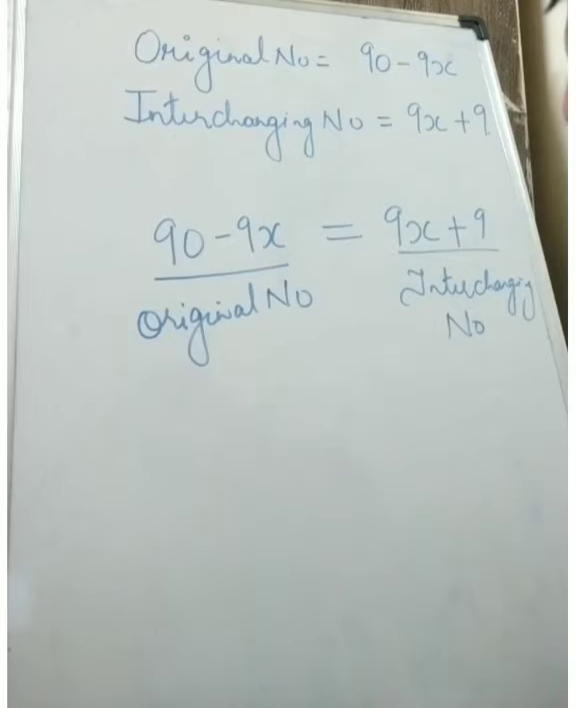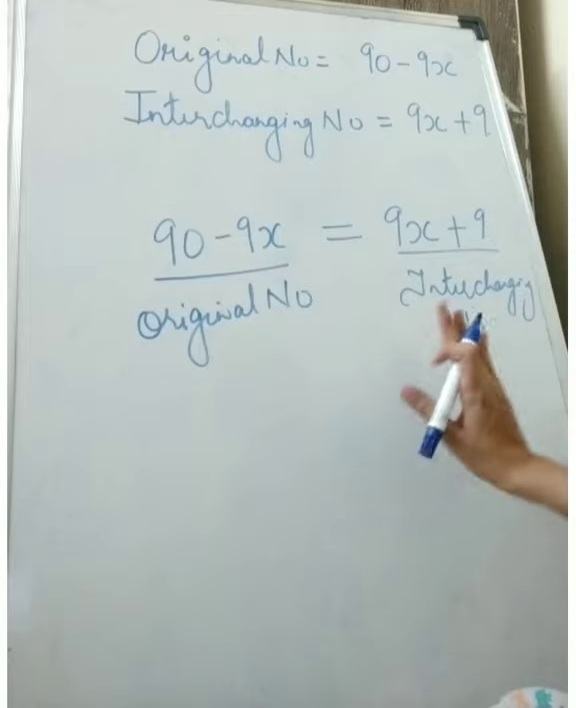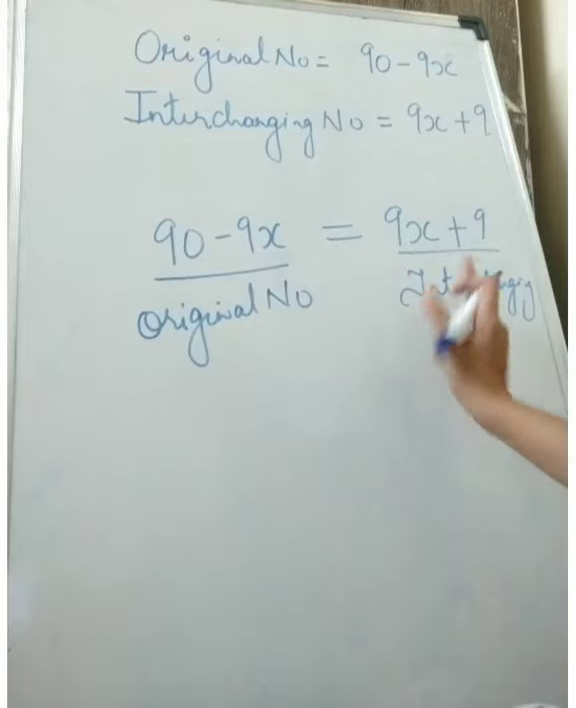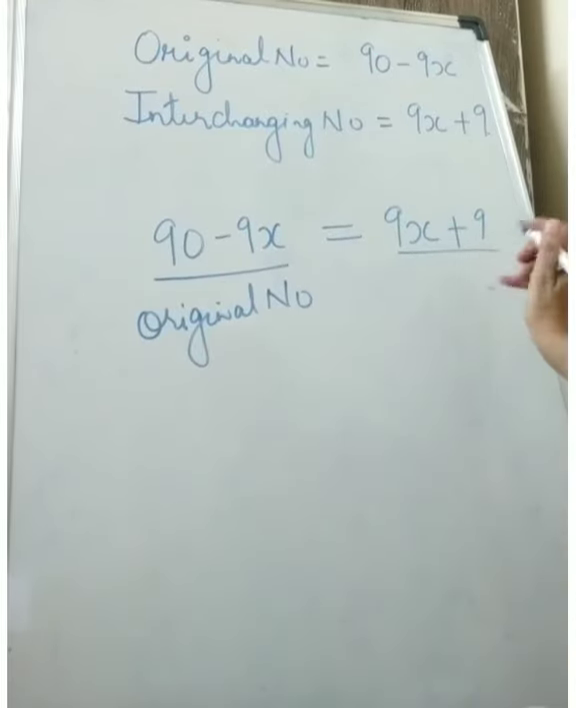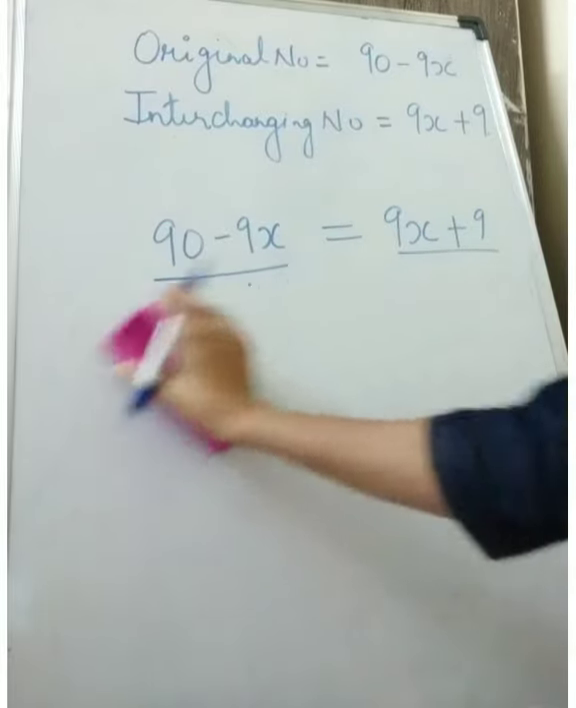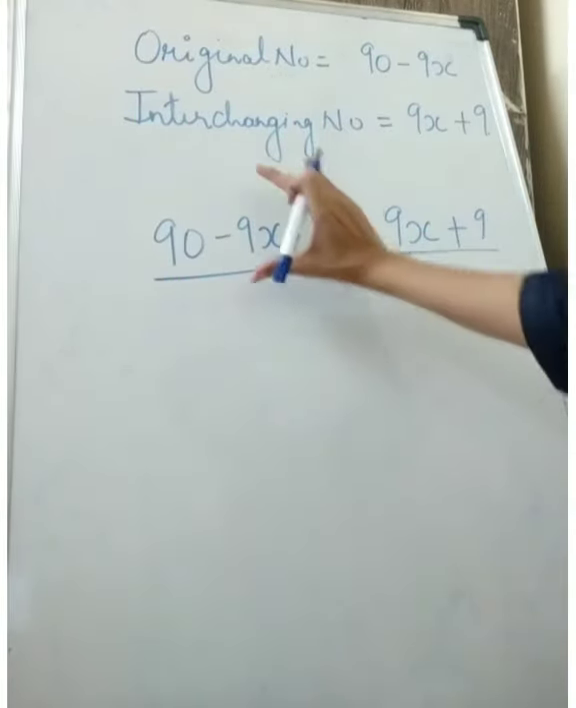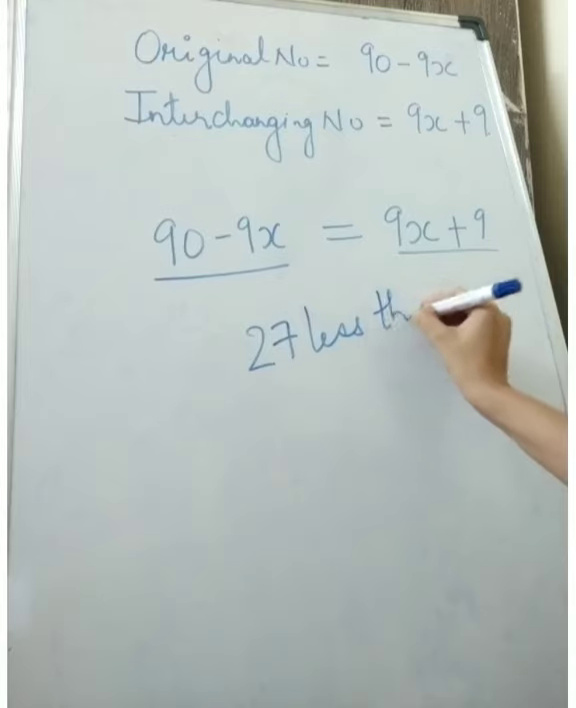So when we are interchanging the digits, it is found that the new number is greater than the original number by 27. So normally what we do is add. This is the new number and this is the original number. It is given in the question that the new number is greater than the original number by 27. We all make this type of mistake, that in the new number we are adding 27. But student, it is given that the new number is 27 greater than the original number. It means the original number is 27 less than the new number.